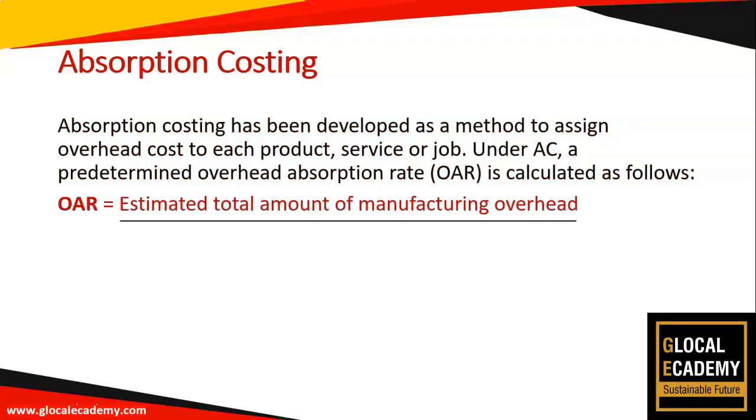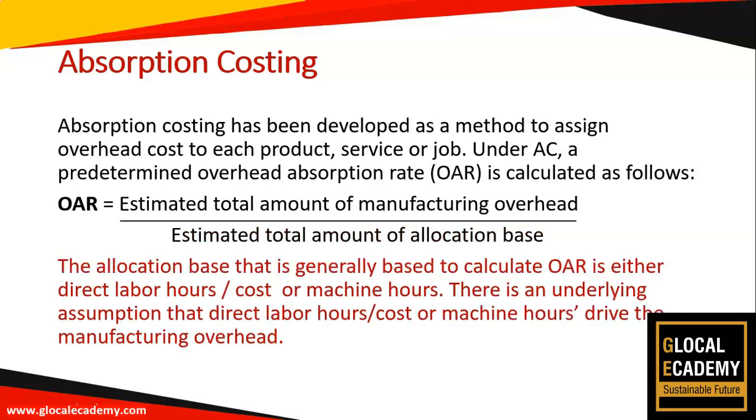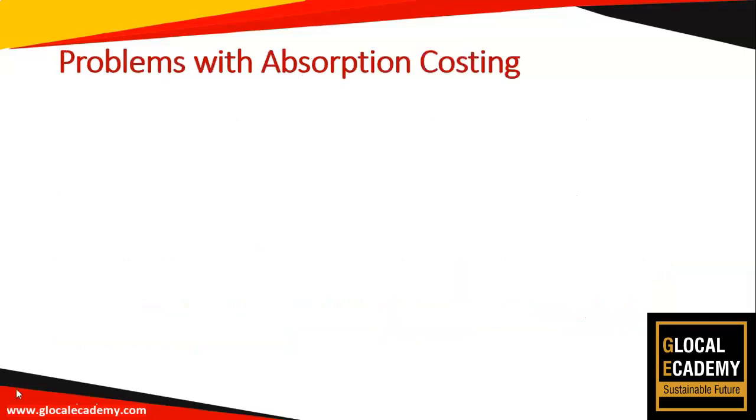So effectively, OAR equals estimated total amount of manufacturing overhead, divided by estimated total amount of allocation base. Now you should know that the allocation base is generally either the direct labor hours or machine hours. There is an underlying assumption that direct labor hours or machine hours drive the manufacturing overhead. That's why the overhead shall be assigned to product on the basis of machine hours or labor hours, which is the cost driver. So what are the problems with absorption costing?